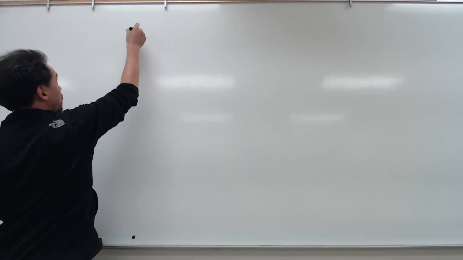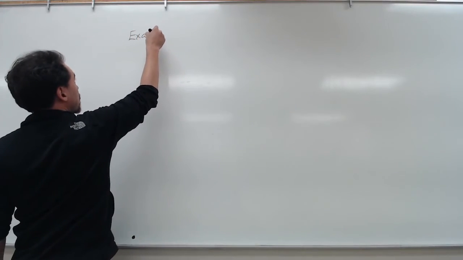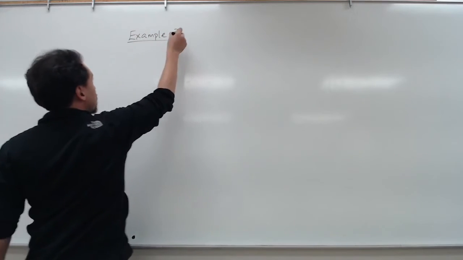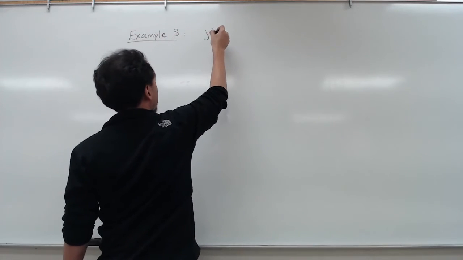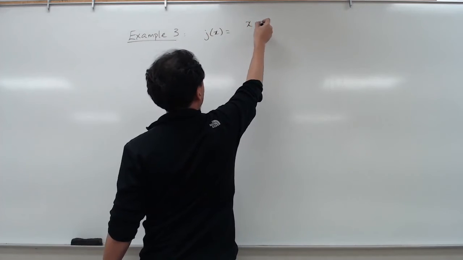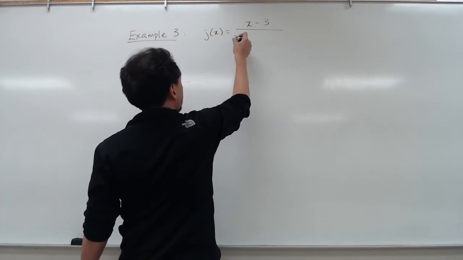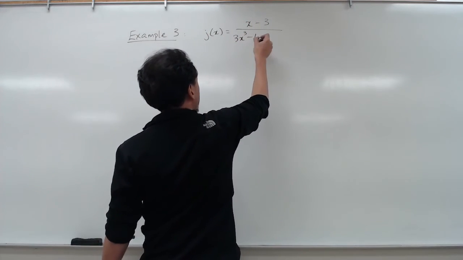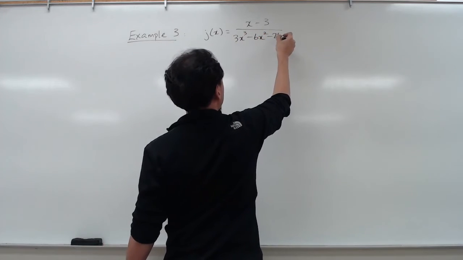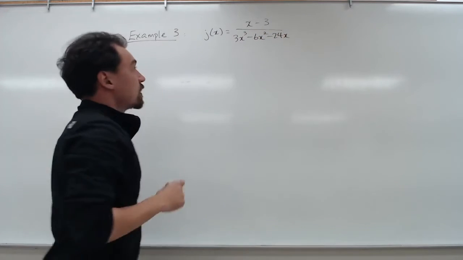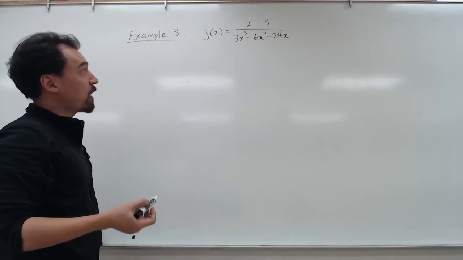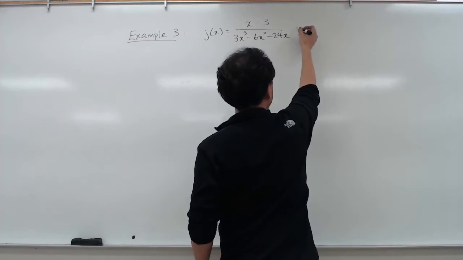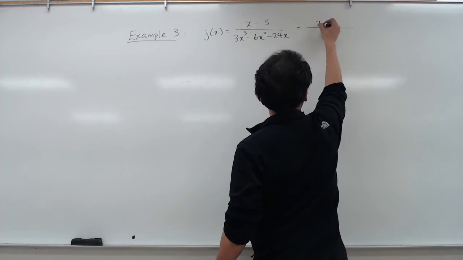Let's do example number 3. We will have j of x equals x minus 3 in the numerator, and 3x cubed minus 6x squared minus 24x in the denominator. Same discussion. We want to know the domain. So let's factor the denominator and see what happens.